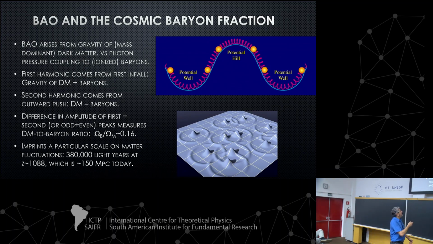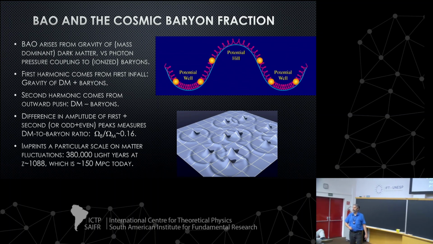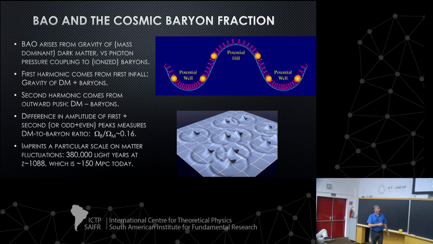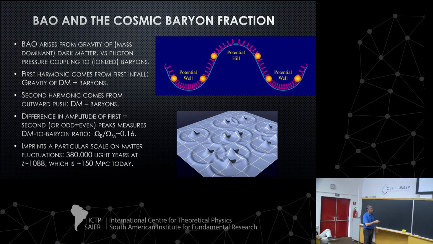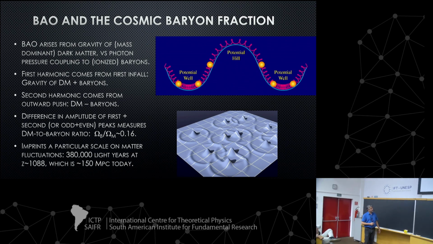So you can see that the difference in amplitude between these two peaks tells you something about the baryon density, or at least the baryon density relative to the dark matter. And what is measured is around 0.16. So in other words, the ratio of the baryon density to the total matter density, baryon plus dark. That means baryons are about 1/6 of the total matter density, right?